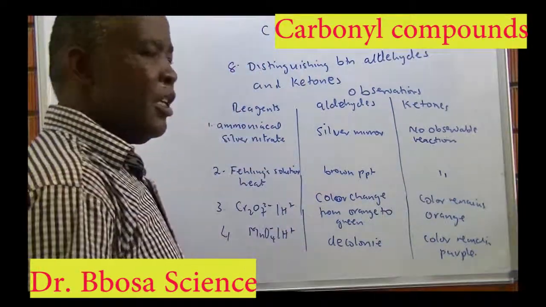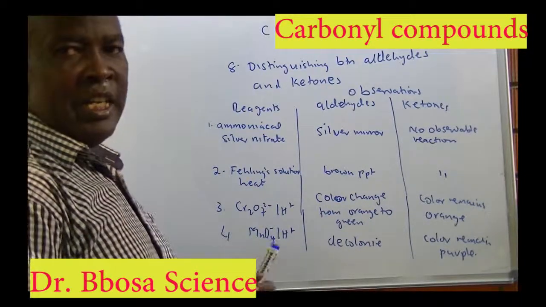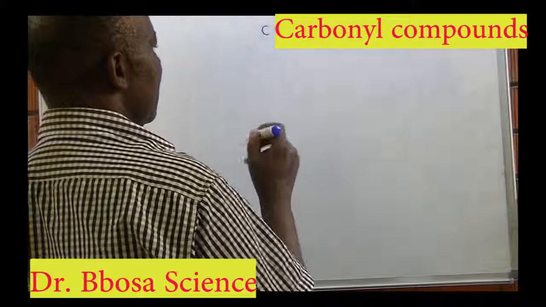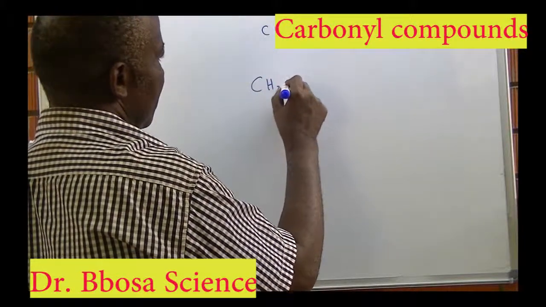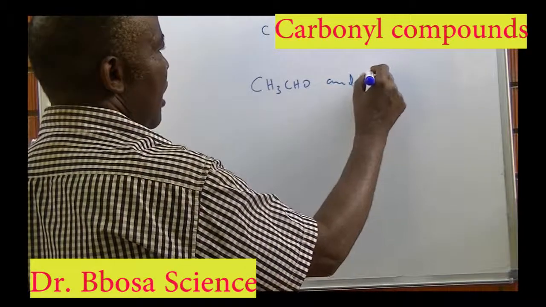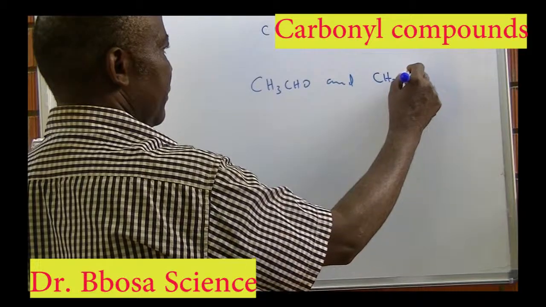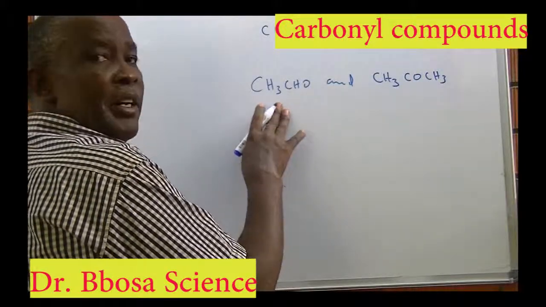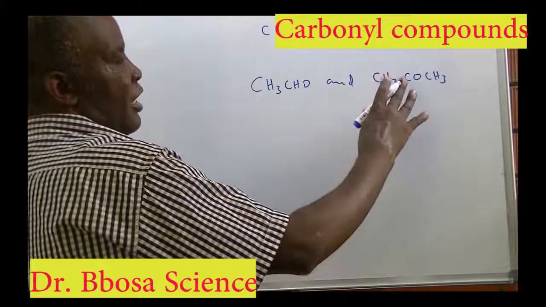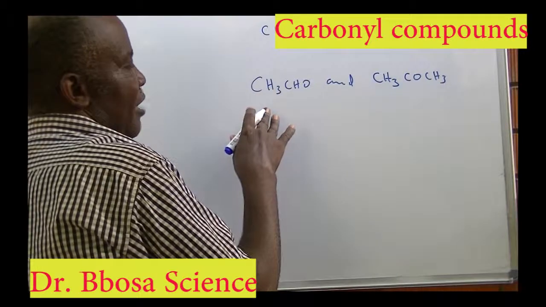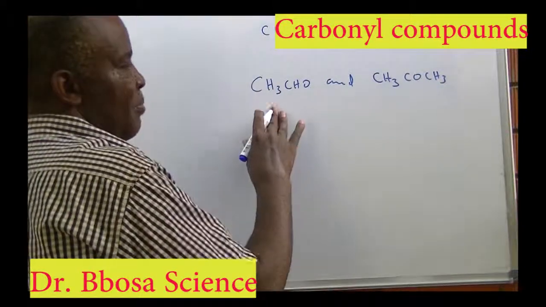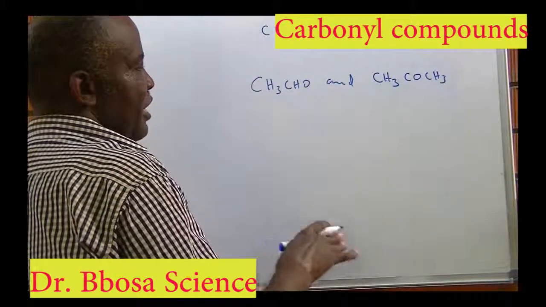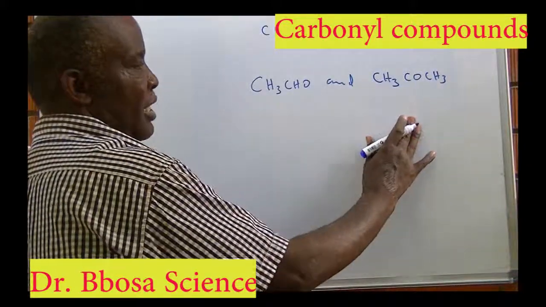So you can use these tests to distinguish different pairs of aldehydes and ketones. For instance, when you are required to distinguish between this and this, with ammoniacal silver nitrate, this one will give you a silver mirror because it is an aldehyde. This will give you no observable change. With Fehling's solution, this will give you a brown precipitate. This will give you no observable change because this is a ketone. With acidified potassium dichromate, this will give you a green solution. Here the color will remain yellow.